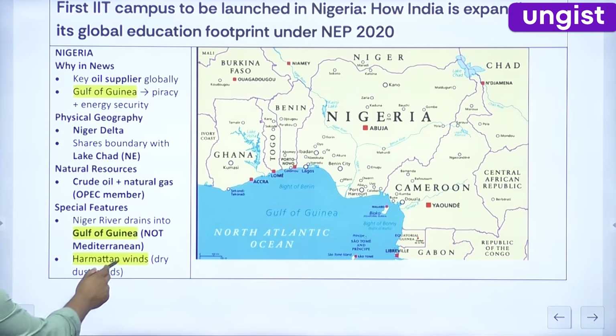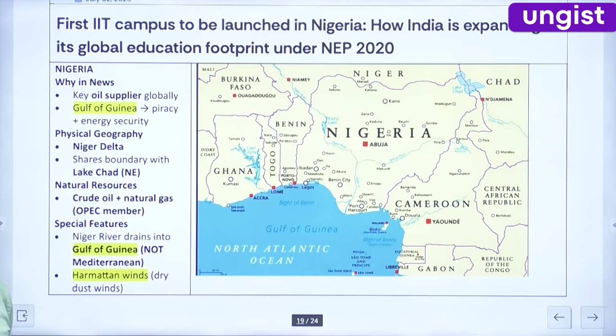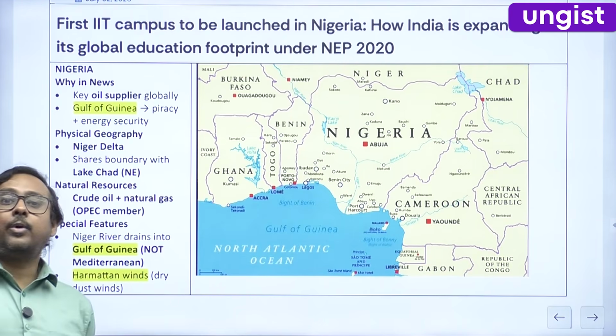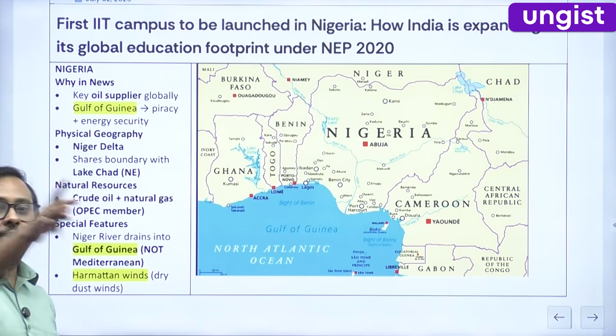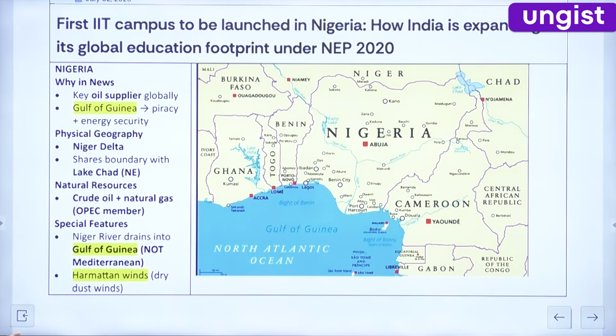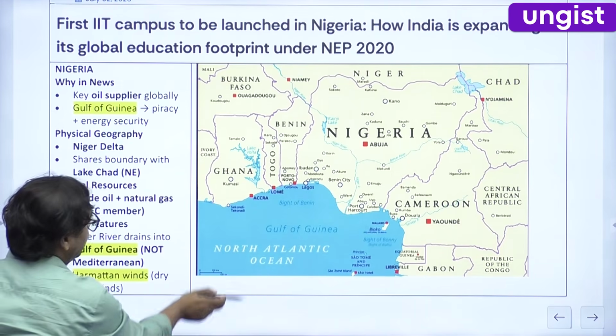Okay. Harmattan winds you will know, and other important local winds, not only in Africa, across the world. Sirocco, which are the others? So where is Sirocco? Where is Chinook? Sirocco is here only. That is homework, do it later.